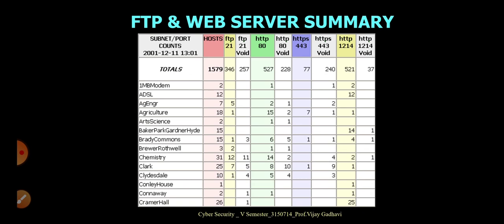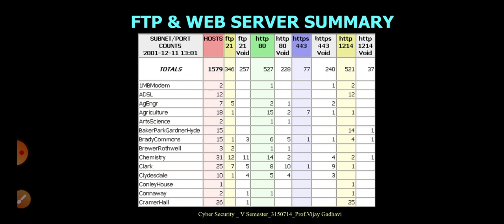Here we see FTP and web server summaries. Here we see the tuples: subnet, port, count, host. FTP 21, FTP 21 void, HTTP 80, HTTP 80 void, HTTP 443, HTTP 443 void, HTTP 1214, HTTP 1214 void.